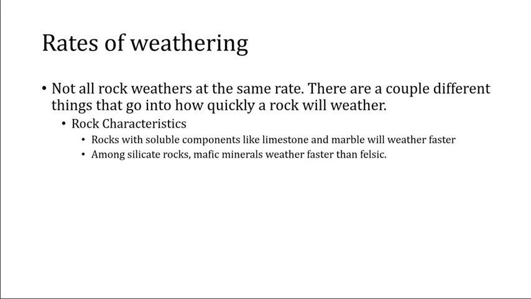The other thing is, if we just limit ourselves to silicate rocks or silicate minerals, mafic minerals are less stable and will weather faster. Okay, felsic minerals are more stable and will both chemically and physically weather slower. When you go to the beach, that sand on that beach is almost entirely quartz, which is, of course, the ultimate felsic mineral, being completely SiO2. So the characteristics of the rock matter.